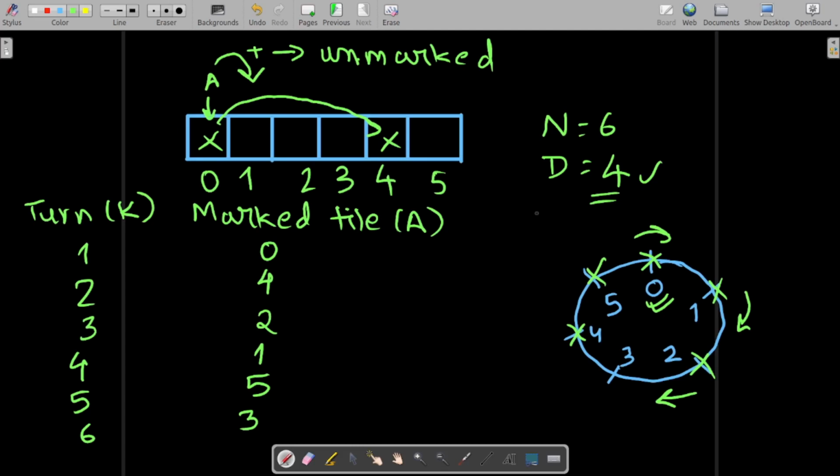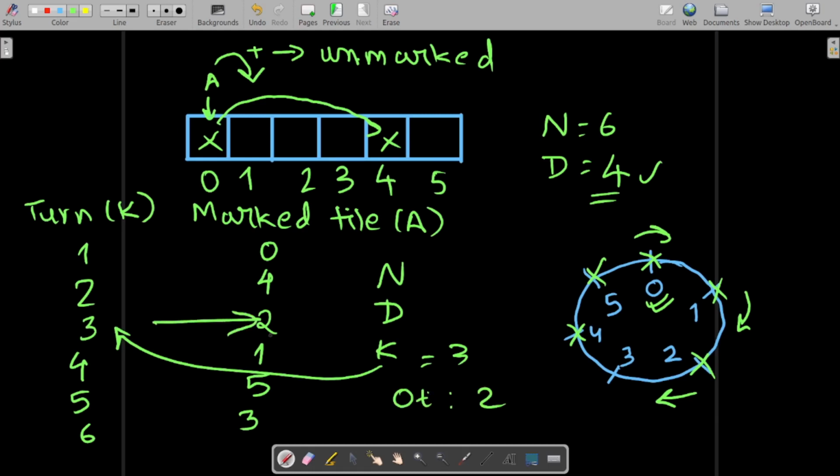So in the problem we are given n, the number of squares, d, the displacement that we move every time, and finally we are given k, which is the turn. For example, if k is equal to 3, then our output will be 2, because that is the number of the tile marked in that turn. In case you haven't already tried this problem, I would highly recommend you go ahead and try it. However, if you want to continue further without trying, it's fine with me.